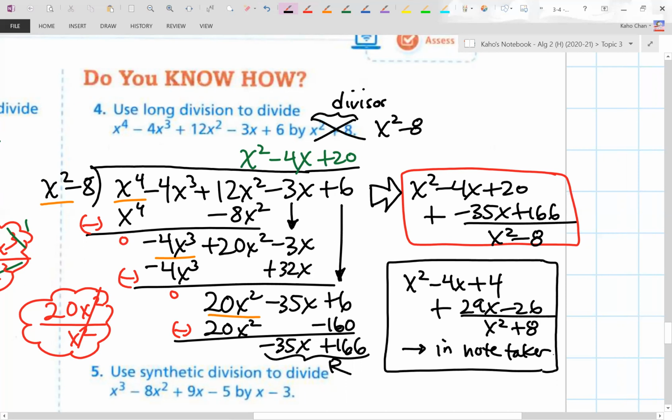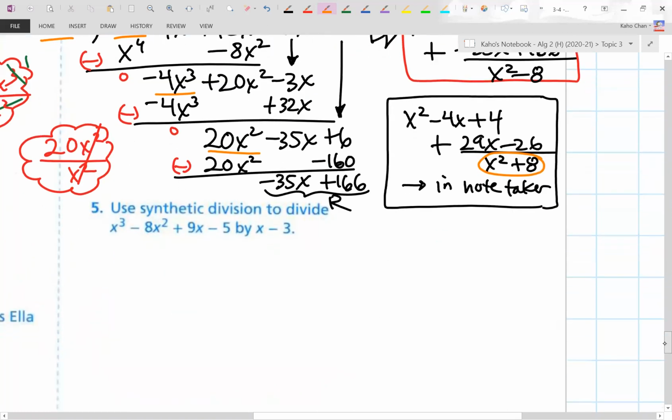Sorry about that. Notice that the divisor is correct. My answer is correct if I use the divisor of x squared minus 8. But the point is to practice, yeah? All right, take a look at this. A lot of work, huh? Long division. My favorite, of course, is synthetic. Example 5. Here we go.